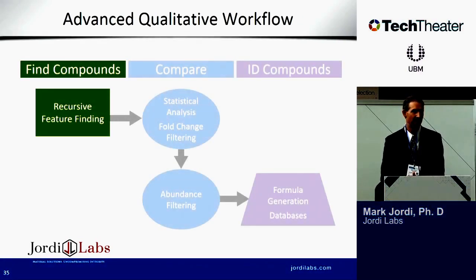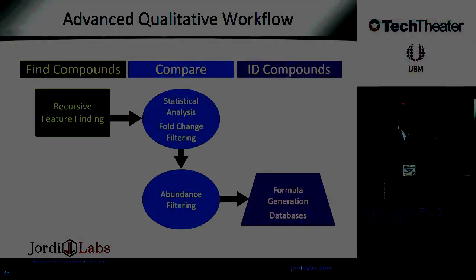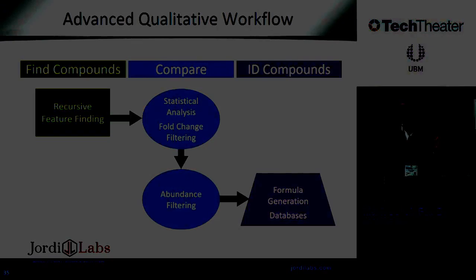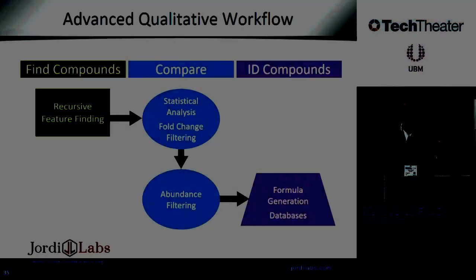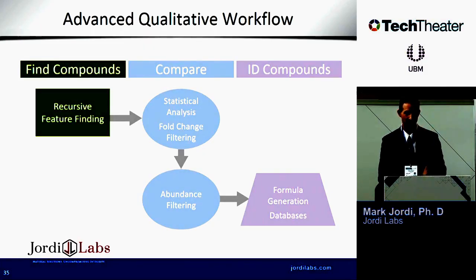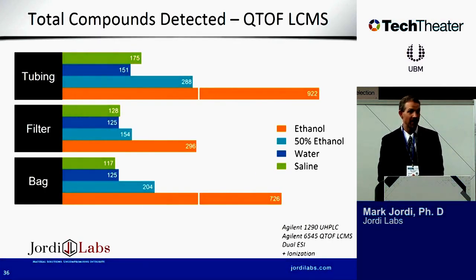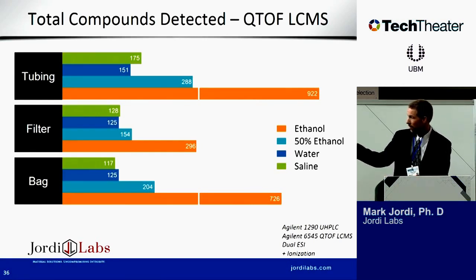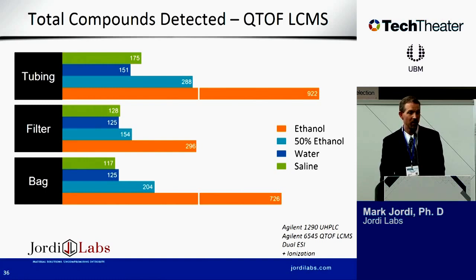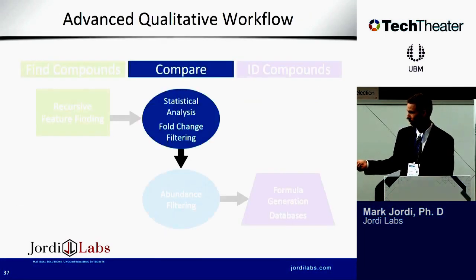The recursive feature finding step basically is going through the entire chromatogram, and at each retention time we're asking the question, is there anything that is unique in terms of mass at this retention time versus all the other retention times? And so you can advance. When we do that process for our extracts, we found this many unique mass features. And so for each of the extracts, if we take, for instance, the ethanol extract of the tubing, you can see that we found 922 unique mass features that were present in that particular chromatogram. So that's quite a few mass features.